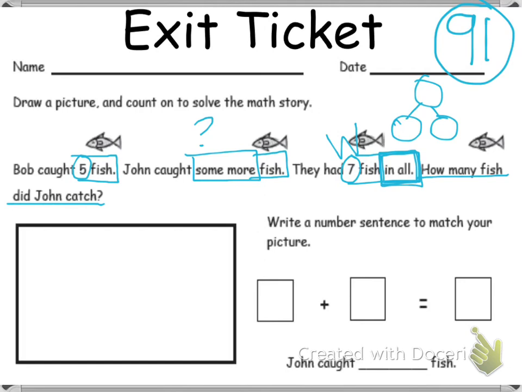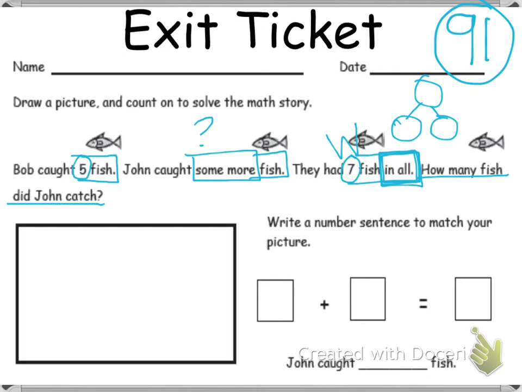Now, remember, I'm going to want you to pause the video. I want you to solve this on your own. Draw your picture. Remember, you can draw your whole and then circle the part they give you, or you can draw the part they give you and count on till you get to your whole, which is 7. Okay, so do one of those ways, then do your number sentence and the statement. The statement says John caught blank fish. So that mystery part is going to be what goes in that blank. So pause it now to solve it, please.